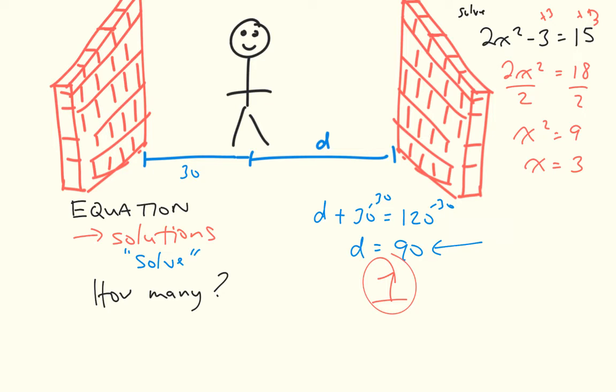Only I want you to consider that x equals 3 isn't the only solution, right? If we just look at these last two steps here, x squared equals 9, let me ask you this.